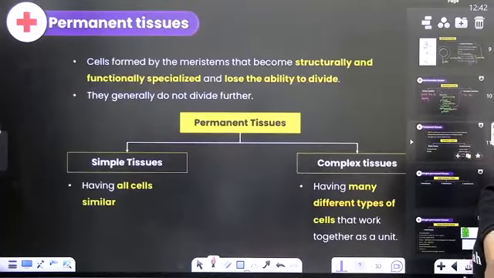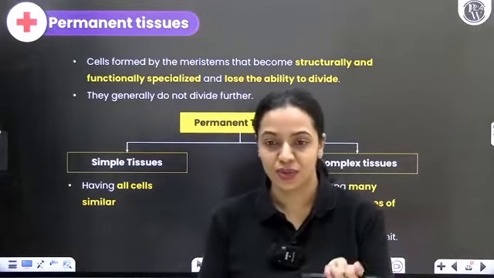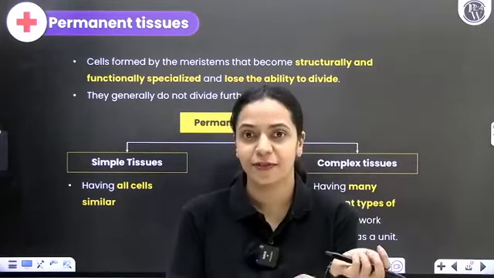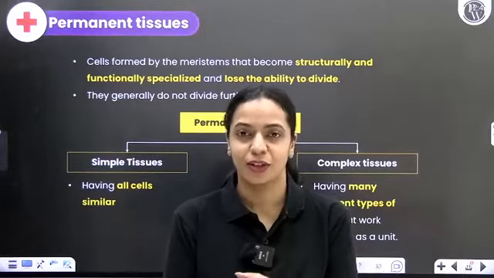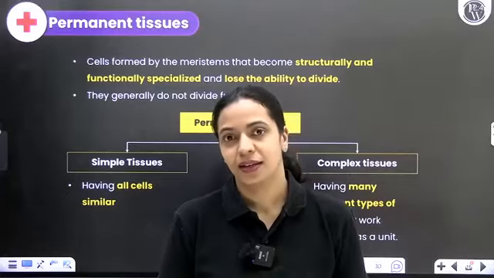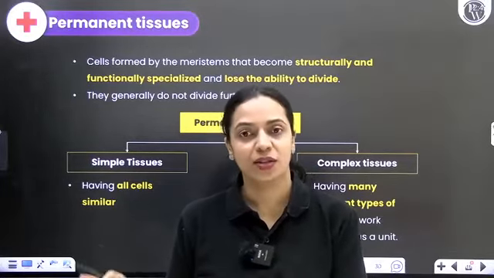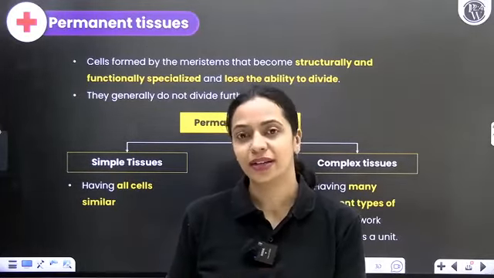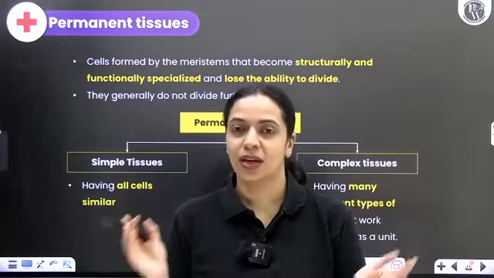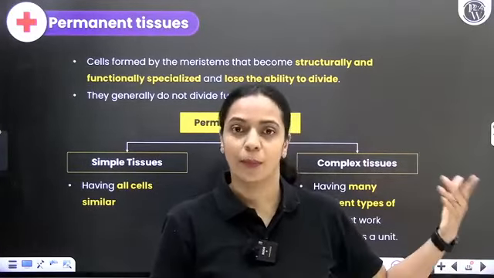Now let's talk about permanent tissues. In permanent tissues, again, you have classification into simple permanent and complex permanent. In a tissue, you have a group of cells, right? If all the cells are of the same kind, you call it simple permanent tissue. If you have different kinds of cells, it is called a complex permanent tissue.